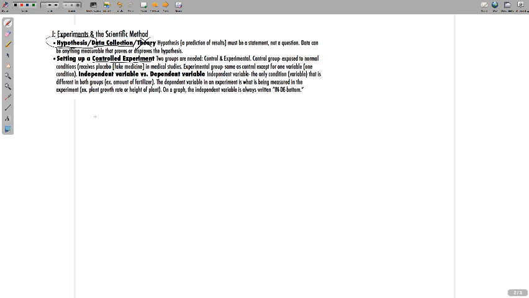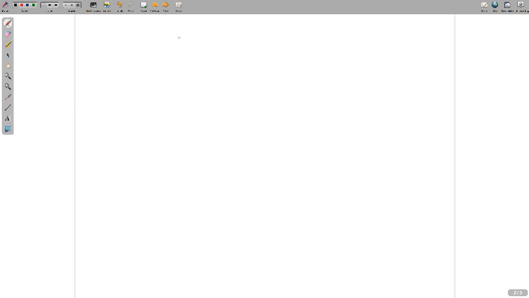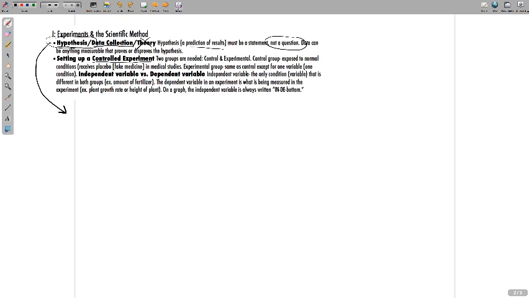Hypothesis, you all know what that is from writing your labs. It's sort of an educated guess based on your prior knowledge. It's usually an if and then statement, but it's you predicting your results. Just make sure you know it's not in question form, okay?